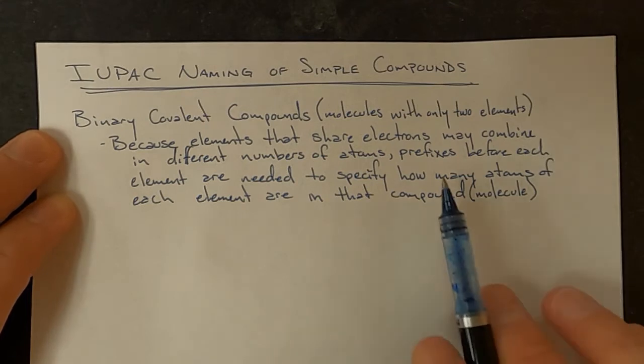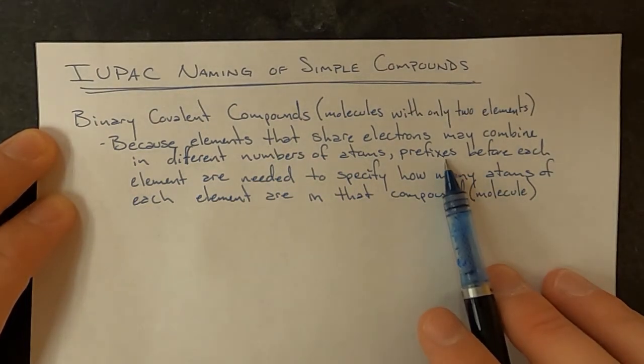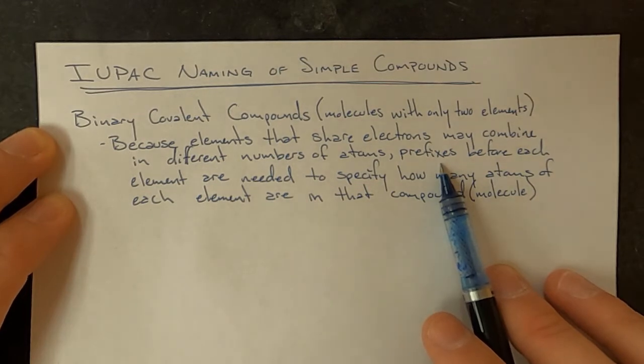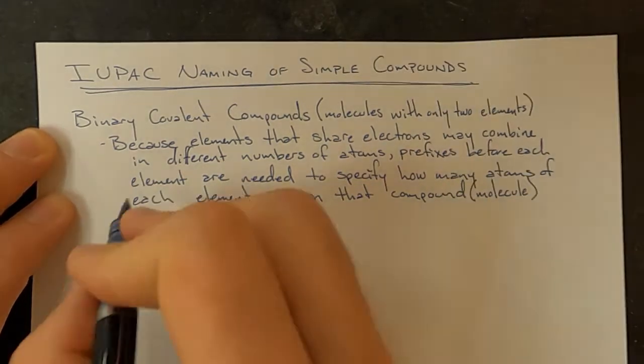And the prefixes indicate how many atoms, and the prefixes are mono, di, tri, tetra, penta, hexa, hepta, octa, nona, deca, undeca, dodeca, etc., meaning 1 through 12 respectively.